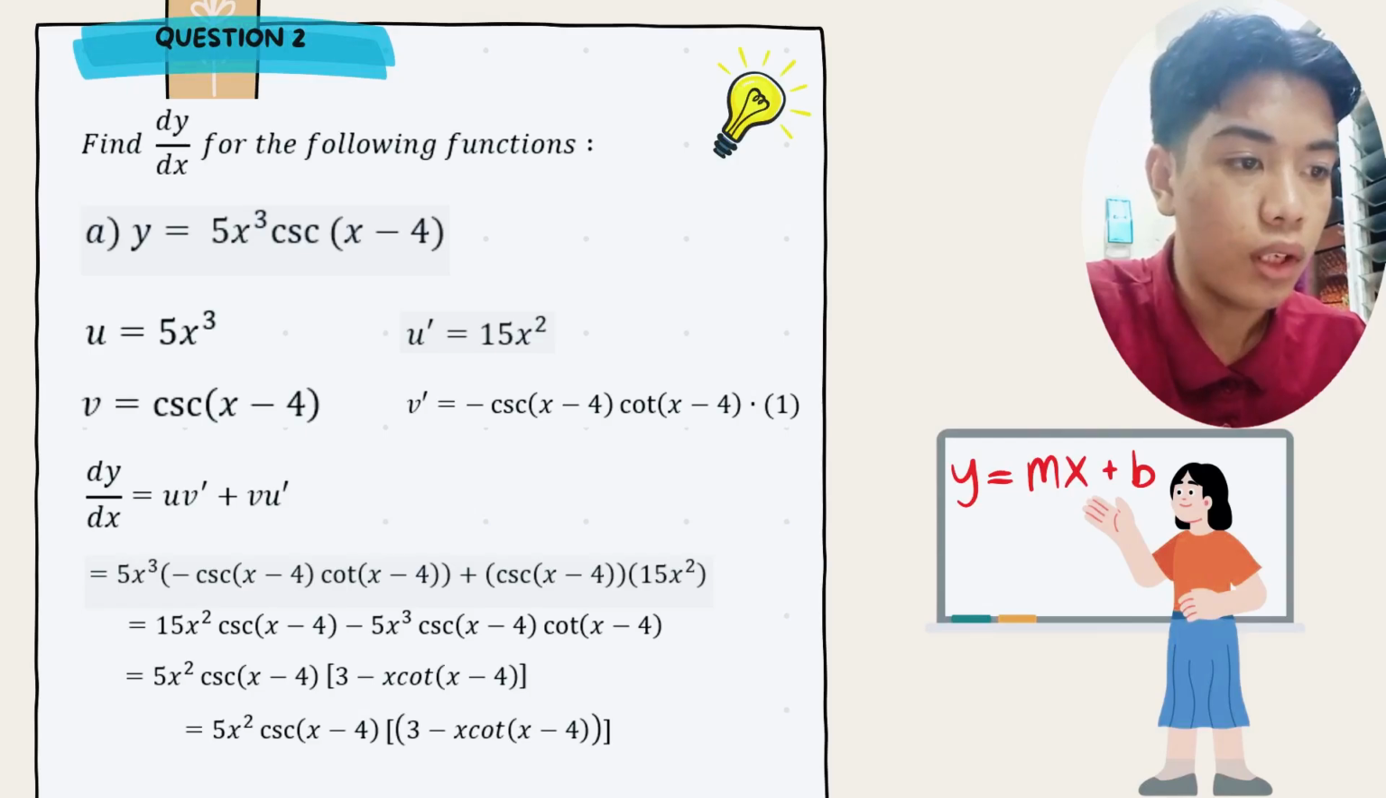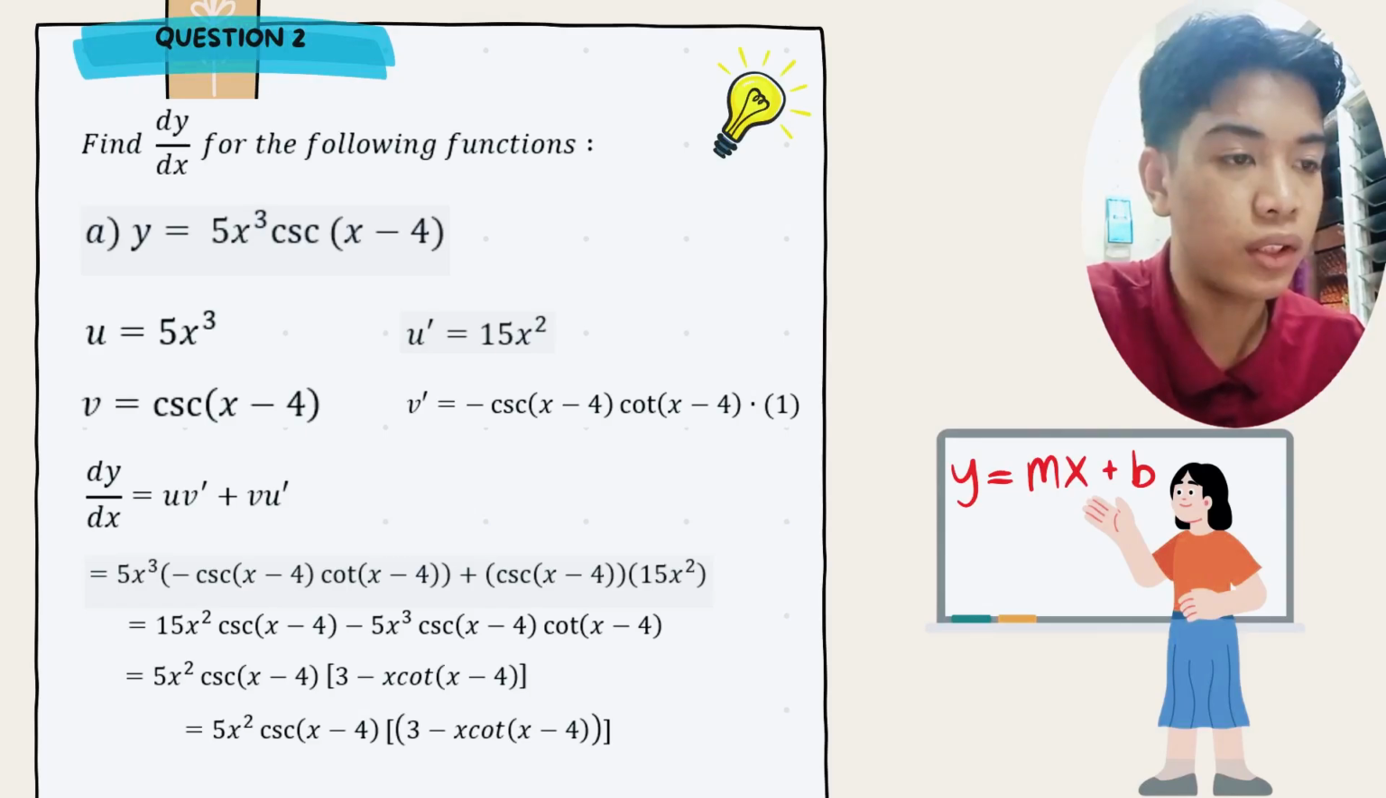Next, we need to put all the variables inside the formula, and we get 5x cubed times negative cosecant (x minus 4) cotangent (x minus 4), plus cosecant (x minus 4) multiplied by 15x squared. If we reorder the terms to put the positive algebraic term first, it cleans up nicely to 15x squared cosecant (x minus 4) minus 5x cubed cosecant (x minus 4) multiplied by cotangent (x minus 4).